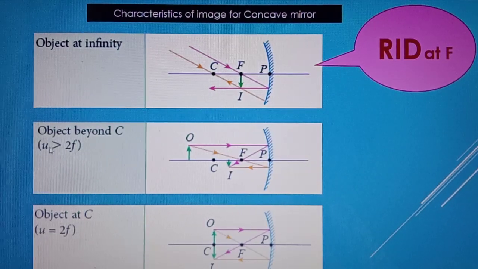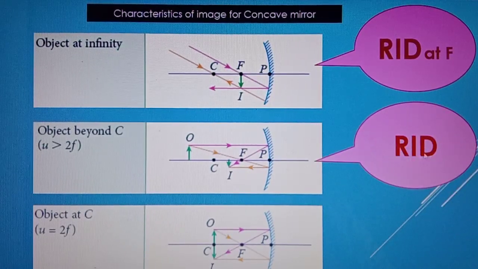Next, U more than 2F. C is 2F actually. So here is more than 2F. The characteristic of the image formed is real, inverted, diminished. You can see here parallel light rays reflect, pass through F, and then the ray passing through F reflects parallel and they meet here. So this is real, inverted, diminished.